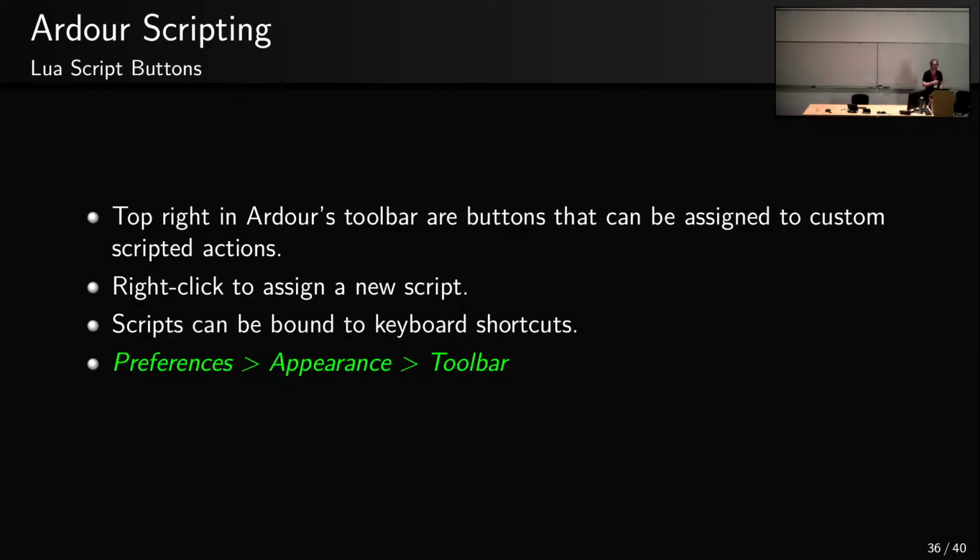And the most common way is to use the Ardour toolbar. There are buttons at the top right, and you can add them in Appearance Preferences, Toolbar. You can have up to 12 buttons that you can assign custom scripts to. And you can also assign keyboard shortcuts to launch them directly for the editor action scripts.